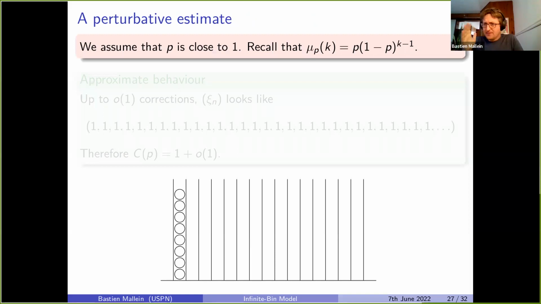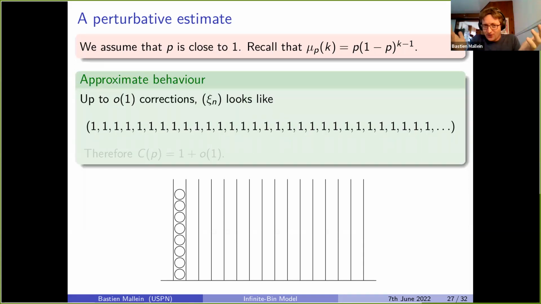Okay, so heuristically, what happens? Assume that P is very, very close to 1. Then, up to a little o of 1 correction, my sequence of jumps is exactly 1, 1, 1, 1, 1, 1, 1. I get a 1 with probability 1 minus P, which is up to a little o of 1 equal to 0. So basically, at every step I just add an extra bin to the right of the currently rightmost bin. My infinite bin model just adds balls to the right at rate 1. Therefore, C of P should be 1 plus a little o of 1.